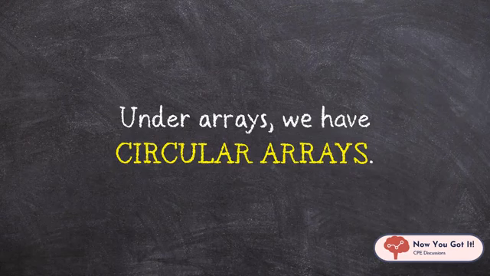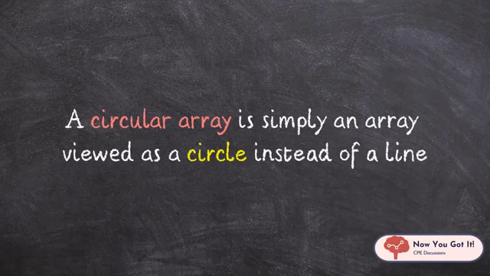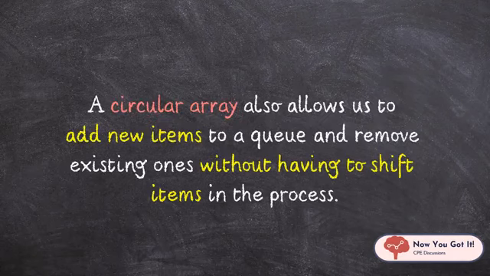Under arrays are the circular arrays. A circular array is simply an array viewed as a circle instead of a line. A circular array also allows us to add new items to a queue and remove existing ones without having to shift items in the process. We assume the arrays as circular arrays. That means the last element and the first array element are contiguous or are attached to each other.